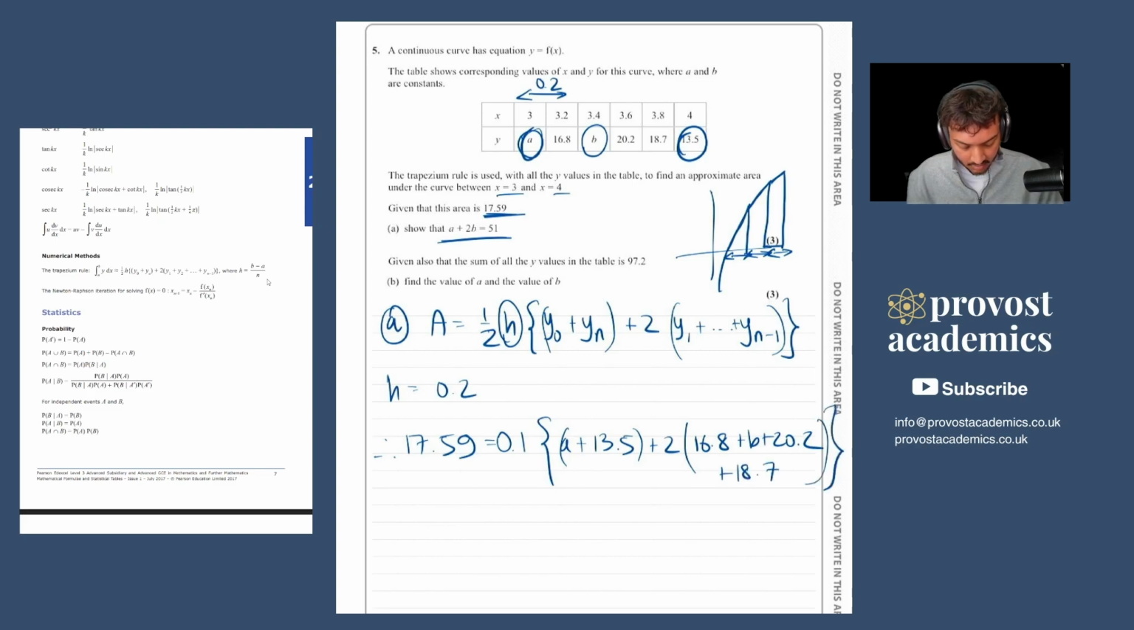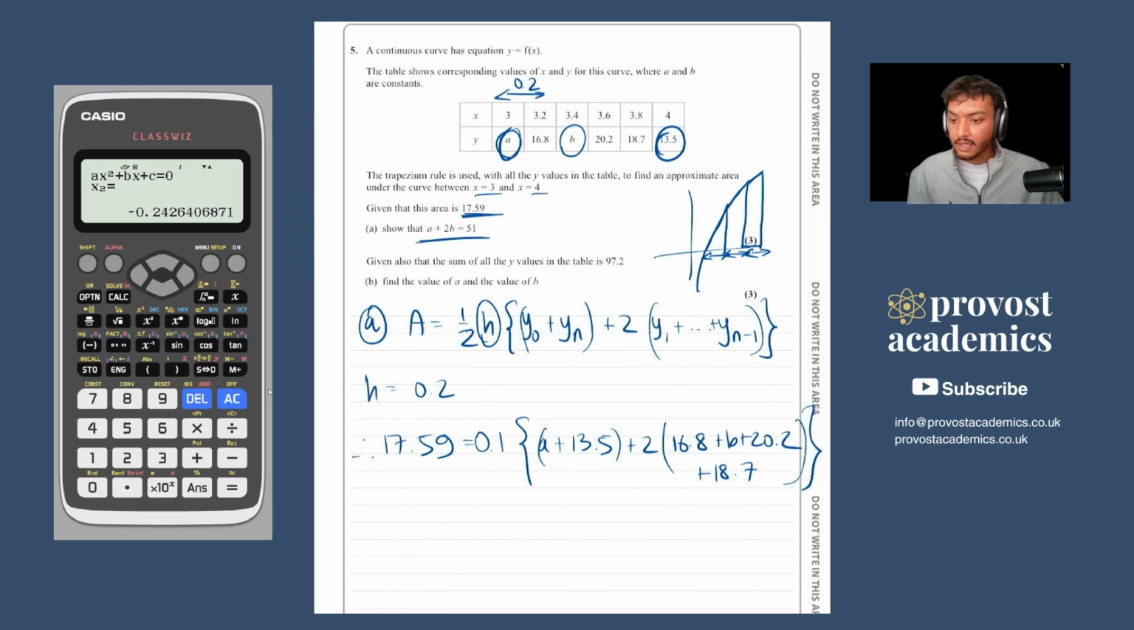So like I said, it's going to be a lot of using your calculator. So I'm going to head back to my calculator and come back to the regular mode. So what am I trying to do? I'm trying to do 2 times brackets 16.8 plus 20.2 plus 18.7. And that gives me 0.1 a plus 13.5 plus 2b plus 111.4.